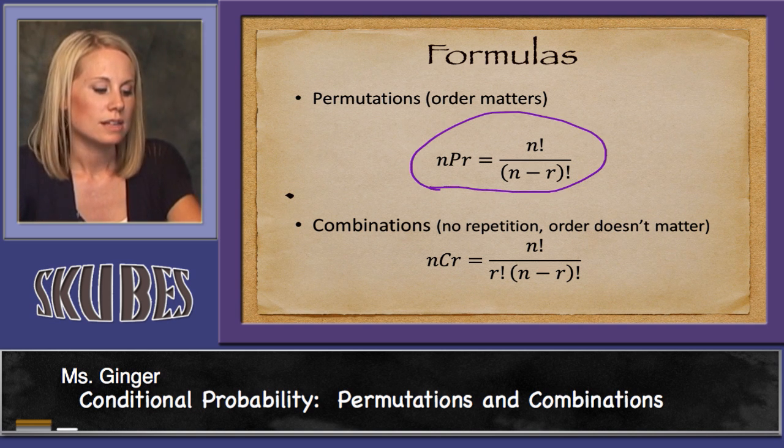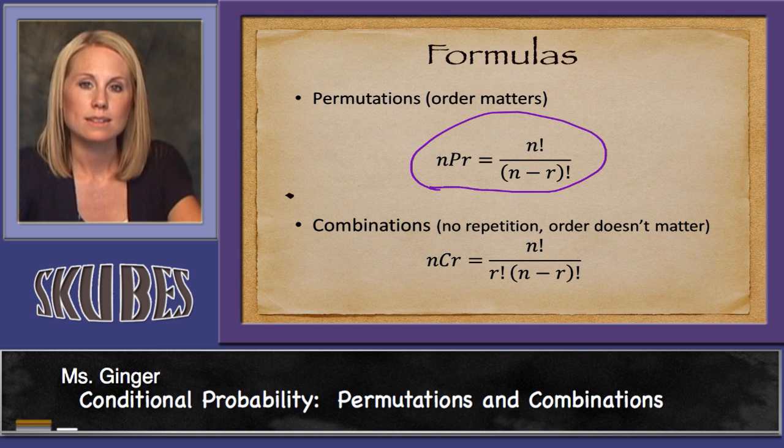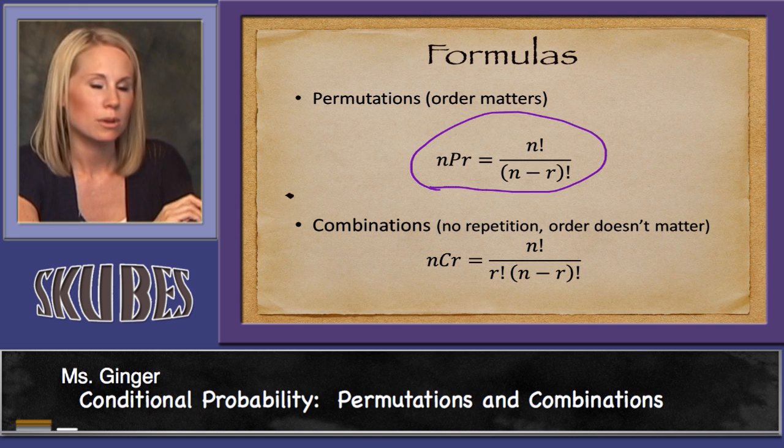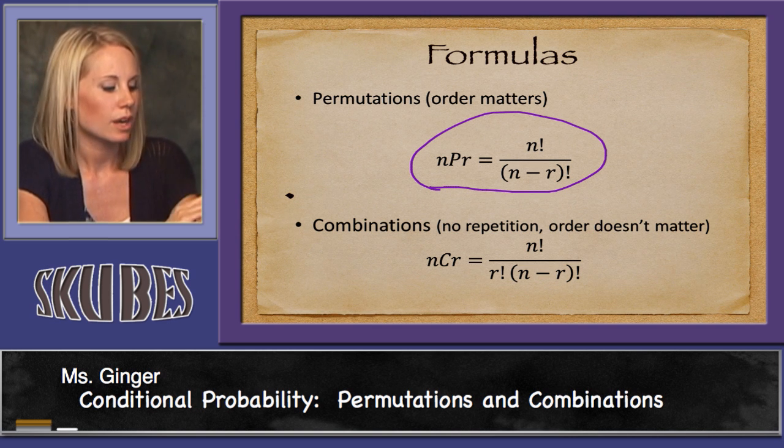nPr is equal to n factorial divided by n minus r factorial. Most calculators will have these commands that you can access, and you'll just need to input your n and your r, and it will do this math for you. But I'm going to work these out for you by hand so you can see what your calculator's doing.